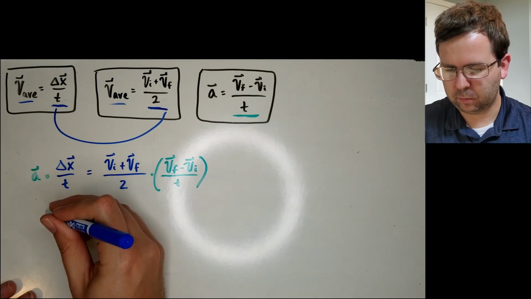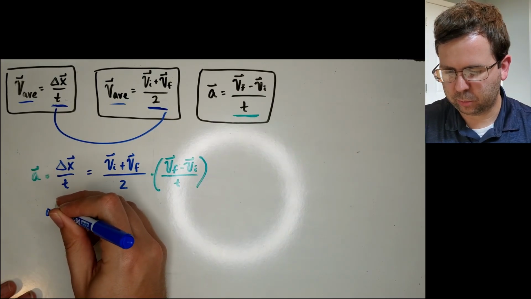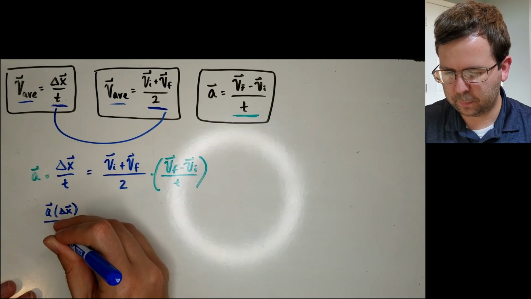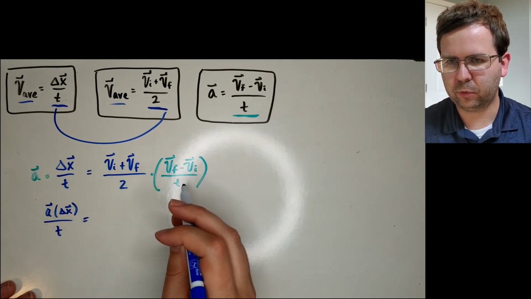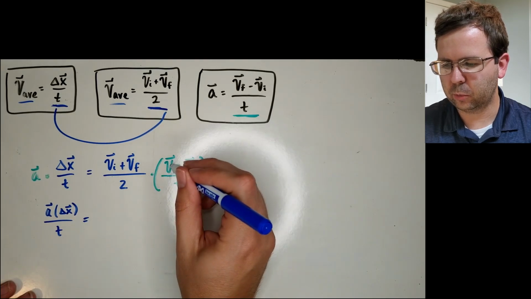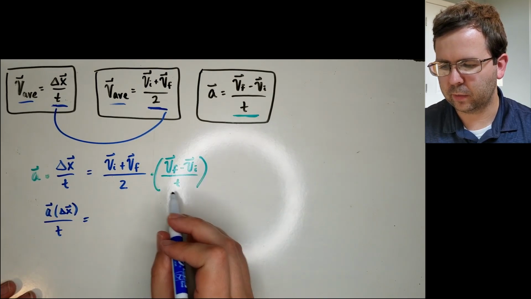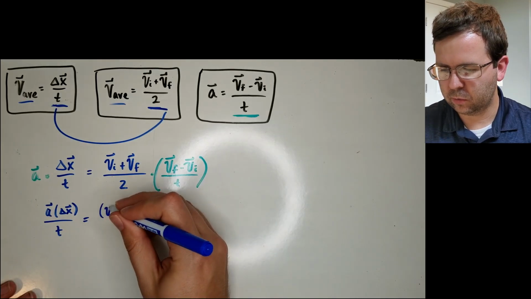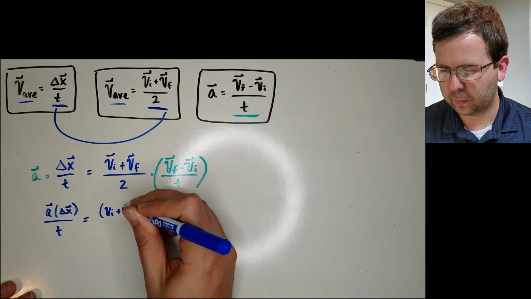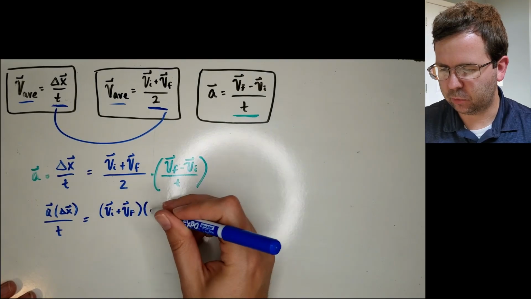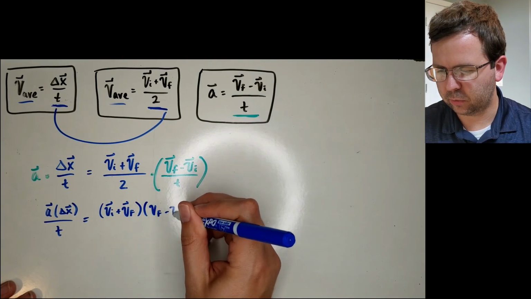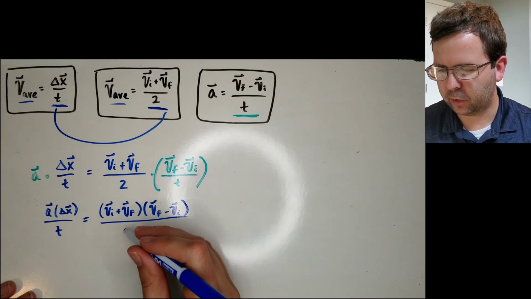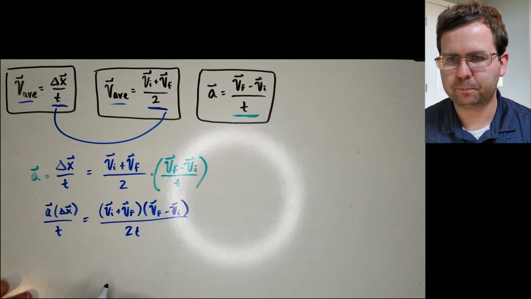So let me rewrite this now after multiplying. So acceleration times the displacement over time over here. And then simplifying this one, we're going to multiply the numerators together and the denominators together. We're going to have to do kind of a FOIL method over here. So that'll be VI plus VF times VF minus VI. And then we multiply the denominators together, so that's just 2t.